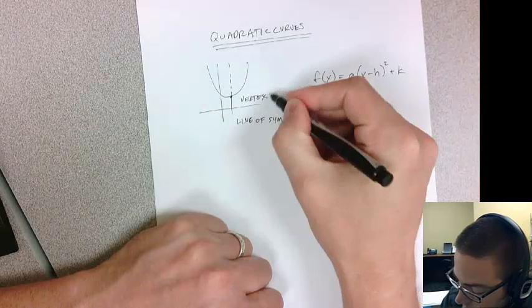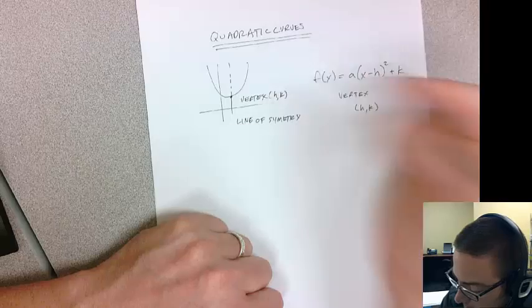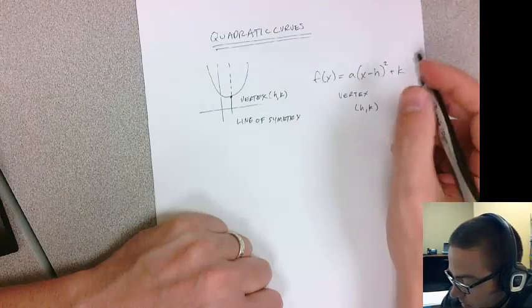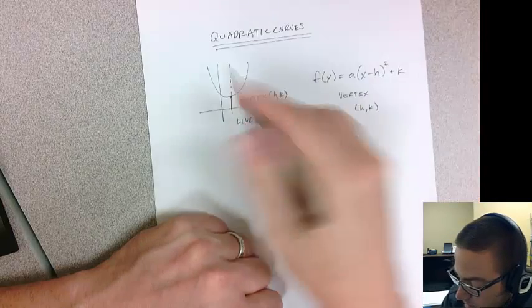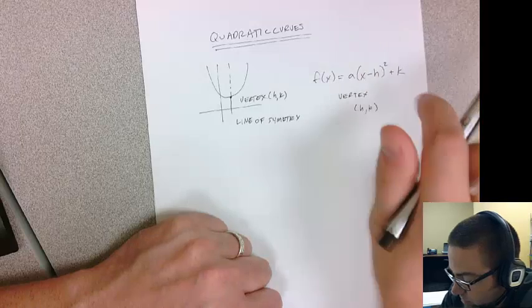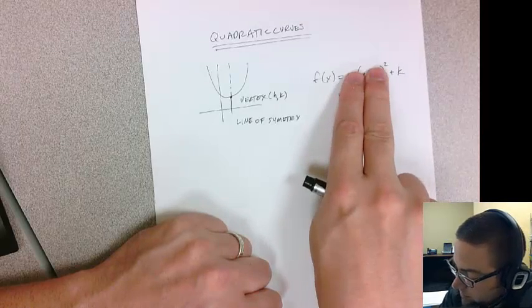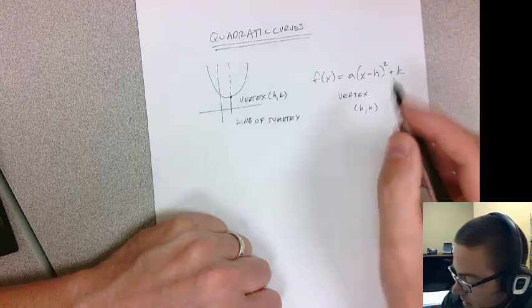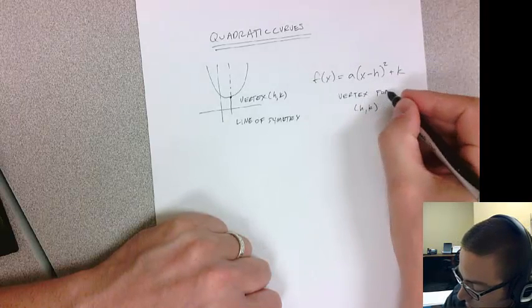This is the point h comma k, and then a tells you the steepness of the curve, and if it's positive, it's going up, and if it's negative, it's going down. If it's ever 0, then this whole thing goes away and you get just f of x equals k, so it would just be a flat line. So this is the vertex form.